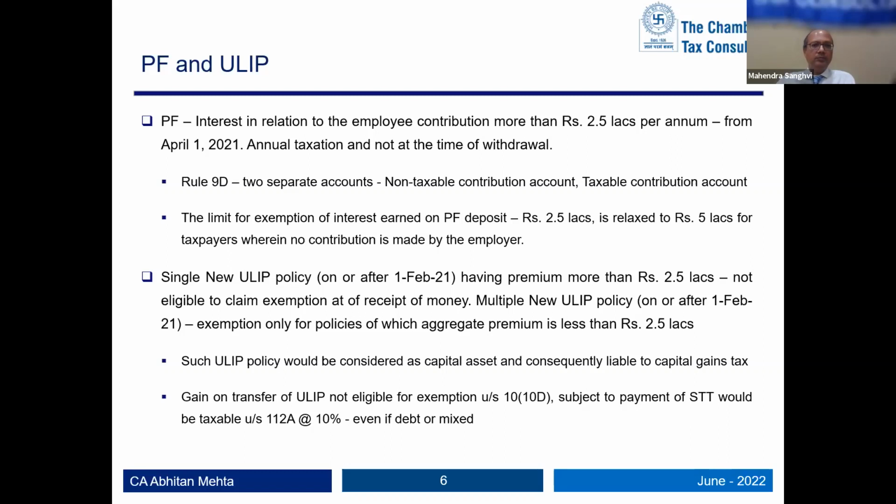If you have multiple policies, then aggregate premium should not be more than 2.5 lakhs. So take an example, if you have one policy of 1 lakh, another policy of 1.25 lakh, and one policy of 1.8 lakhs. If you add the first two policies, 1 and 1.25, you reach 2.25 lakhs. Now, one would have added the third policy to come to 4,05,000 and claimed 2,50,000 as a deduction. But that is not how the section reads.